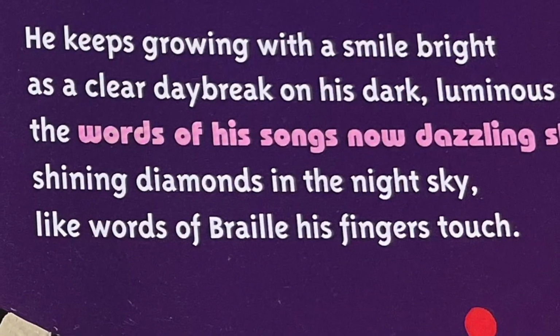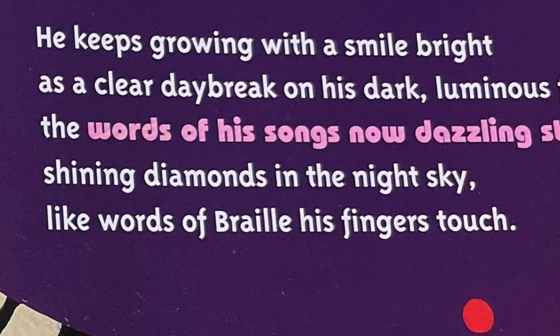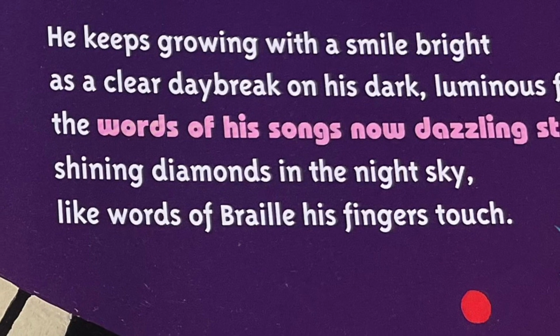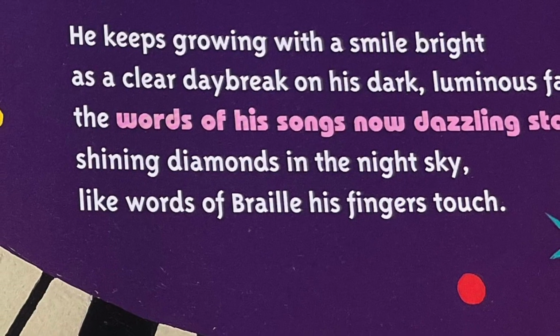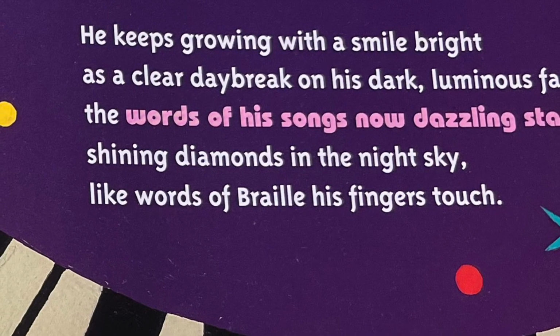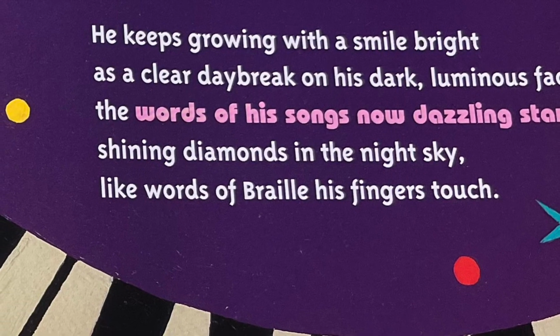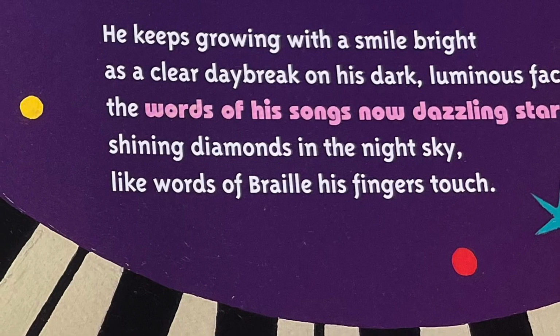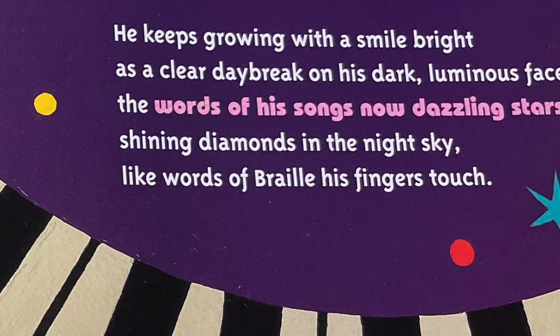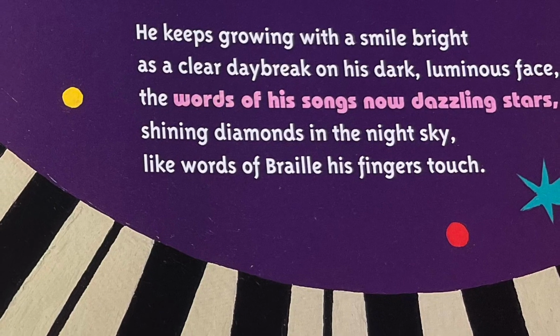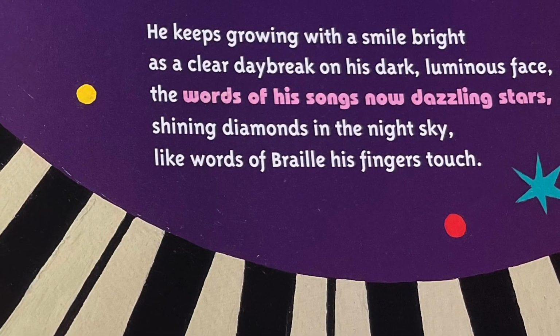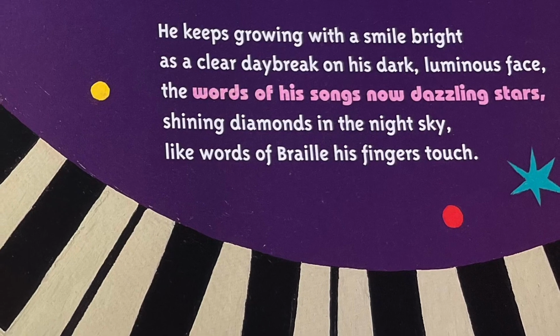An example of a simile in the text is the line, "He keeps growing with a smile bright as a clear daybreak." The author is comparing Stevie's smile to a clear daybreak, saying that his smile is bright and it is similar to a cloudless sunrise. The author is making these two phrases similar by using the word as, and that is why this is a simile.